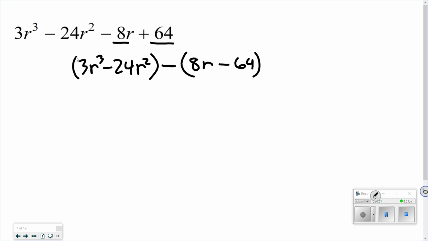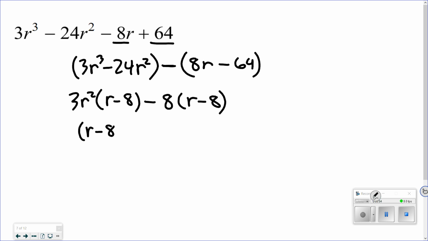Okay, now let's take out our common factor. If I take a 3r squared out of the first one, that would leave me with r minus 8. Then I have 8r minus 64, so my common factor is 8. There's already a minus there, but I'm going to take out an 8. That would leave me with r minus 64 divided by 8, which is 8. My parentheses work out to be the same. They're both r minus 8. So I take out the r minus 8. That leaves me with 3r squared minus 8 in the second set of parentheses.